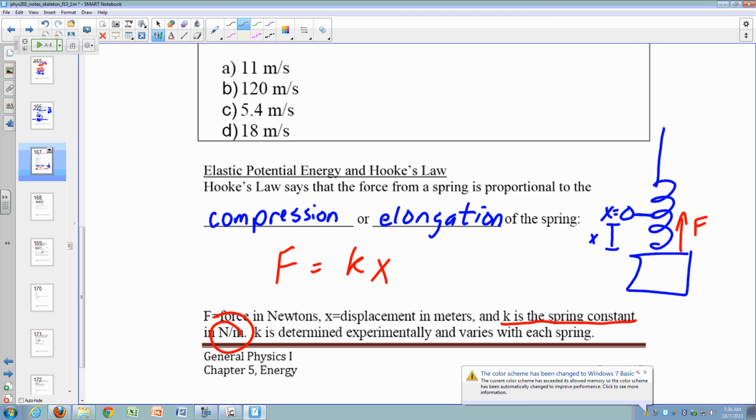In Hooke's law, we also have a sign here that F is equal to negative kx. And the reason for that is because the direction of the force is always opposite the direction of the displacement. So if I pull a spring in one direction, the force is going to be the opposite direction. If you've ever played with a spring, you know that's true, right? That the force is always opposite the direction that you pull it.